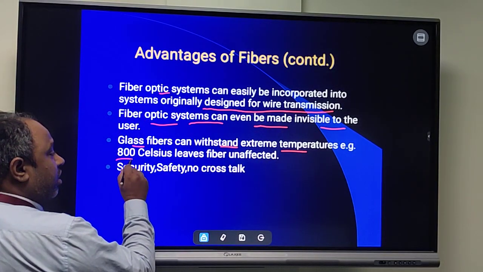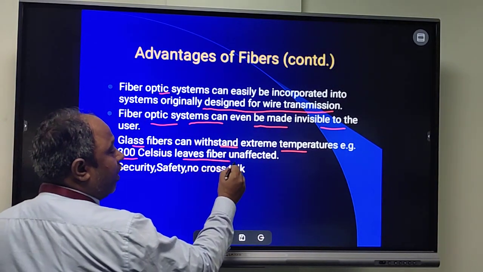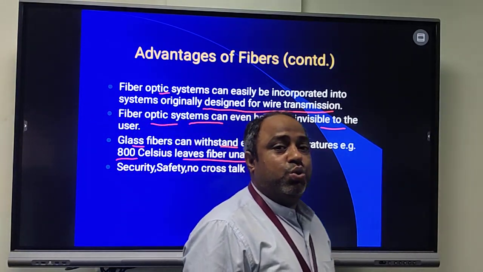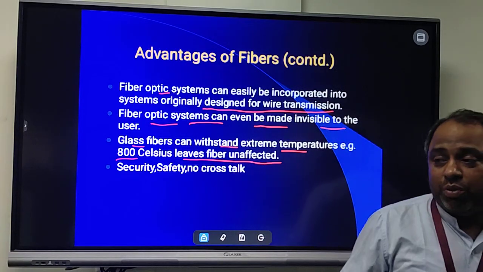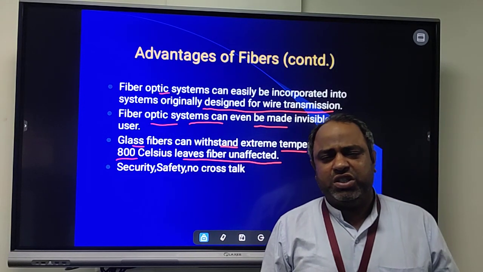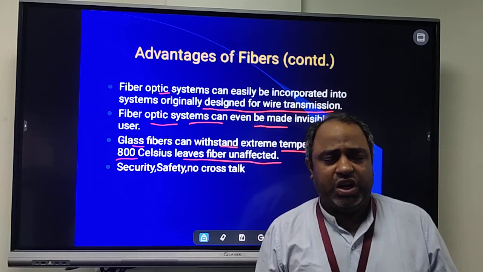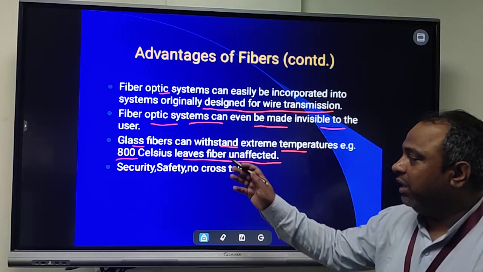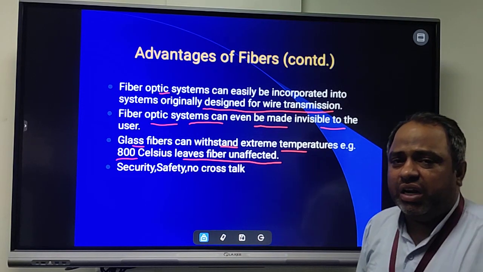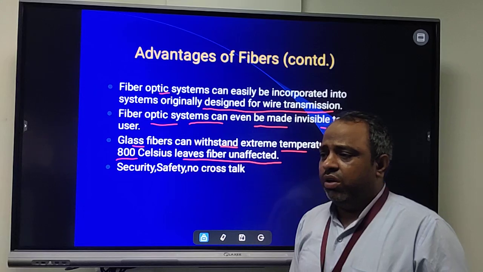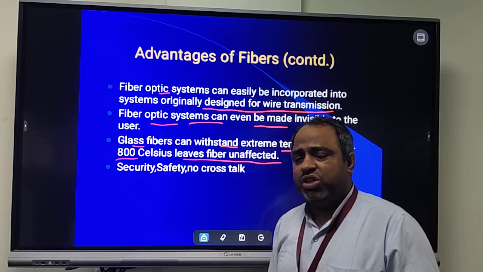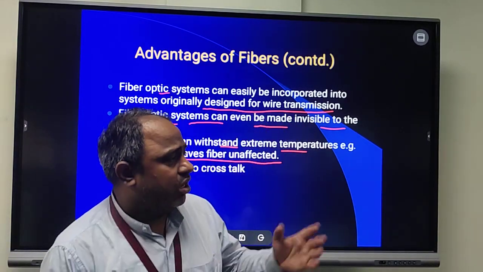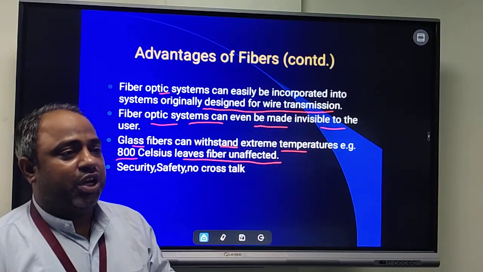For example, 800 Celsius leaves the fiber unaffected. If we ourselves are at a temperature of 50, 60, we feel very hot, very tired, very humid. But think about 800 degrees Celsius: the wire has nothing to worry about. The signal is never lost, the information is never lost. Information goes very effectively and efficiently and is shared constantly without any lag, without any delay.